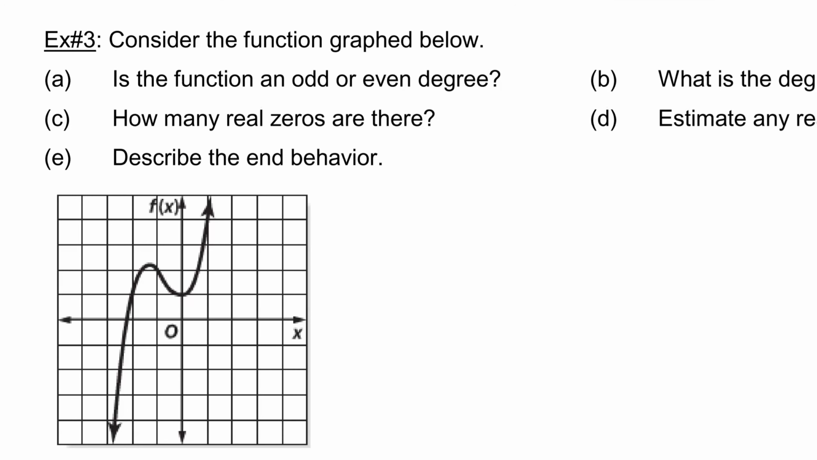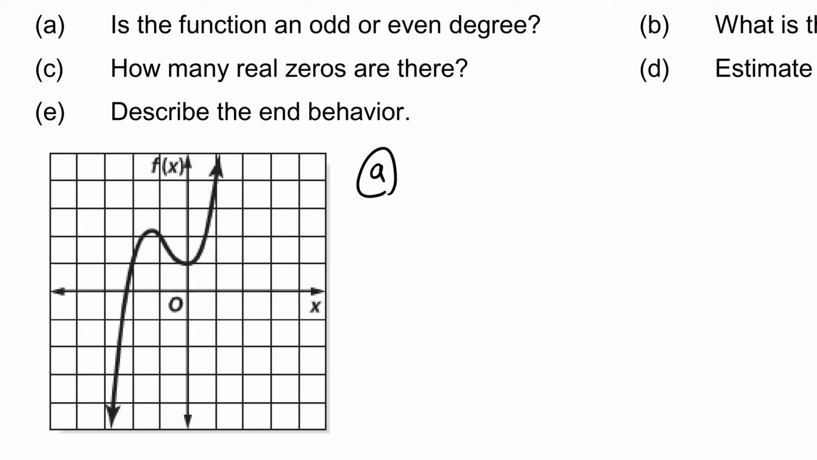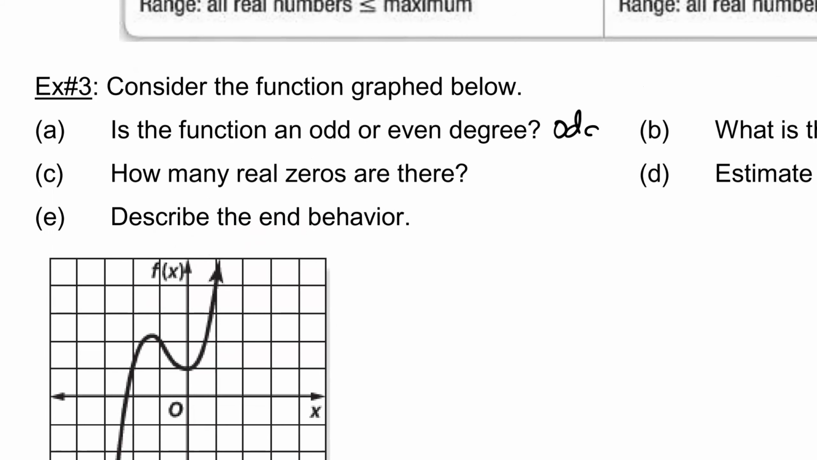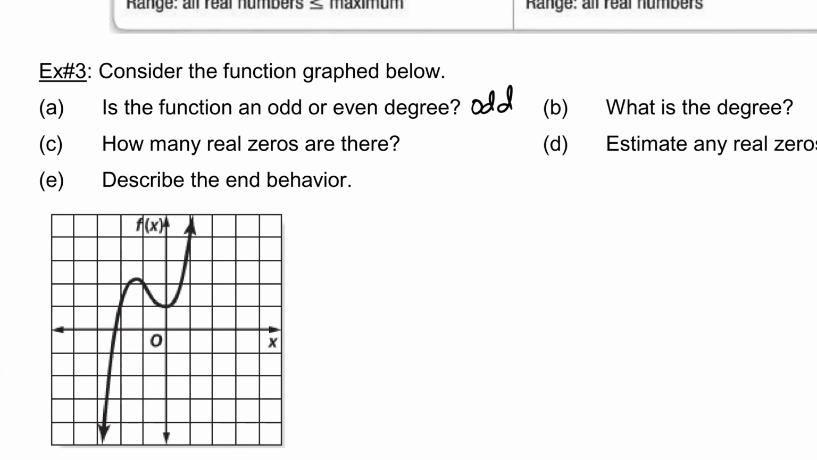Okay, example 3. Consider the function below. Is the function odd or even? I'm going to have to say that's even. Okay, ready? On count of 3, think about it. 1, 2, 3. Odd. How do you know? Felix, how do you know? Because the arrows are going in different directions. Exactly, they're going different directions. See, you're good. B. What is the degree? Do we know the degree?